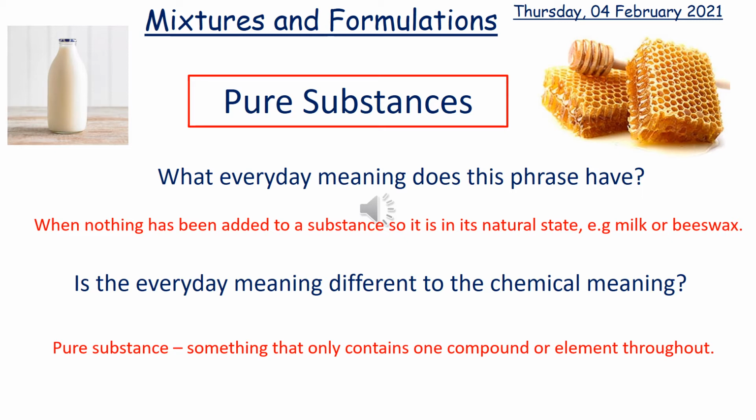So the everyday meaning for pure substances would be when nothing has been added to a substance, so it is in its natural state. For example, milk or beeswax. And is the everyday meaning different to the chemical meaning? So pure substance means something that only contains one compound or element throughout.